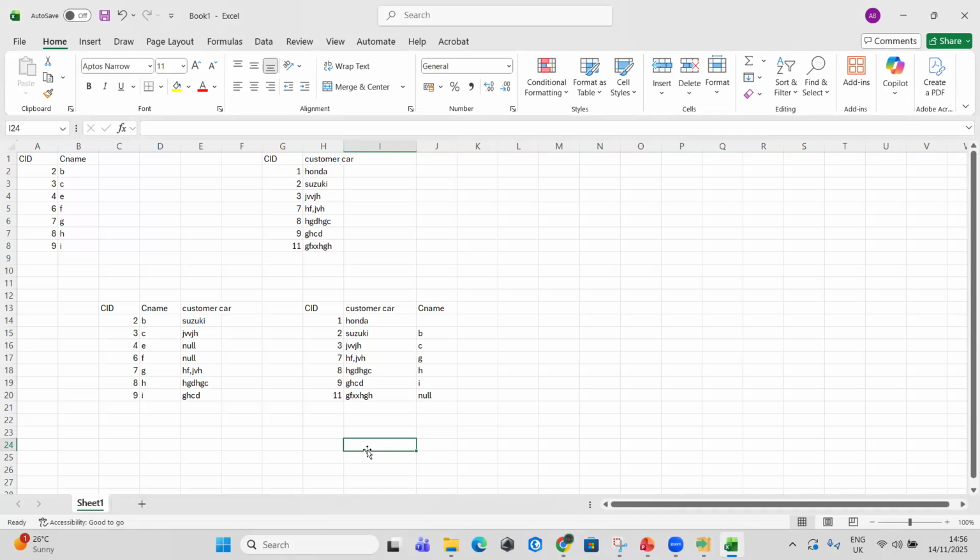Yeah, so on the left side, I performed a left join, and on the right side, I performed a right join. But when you look at the new table that has formed, can you try to understand what happened?